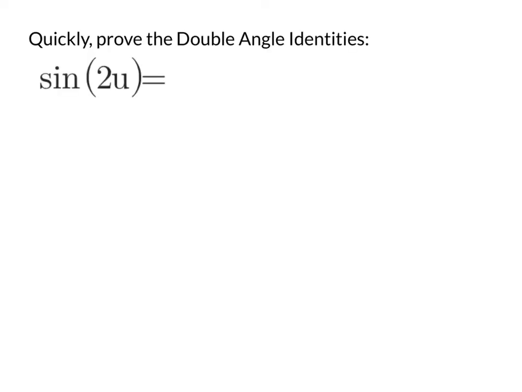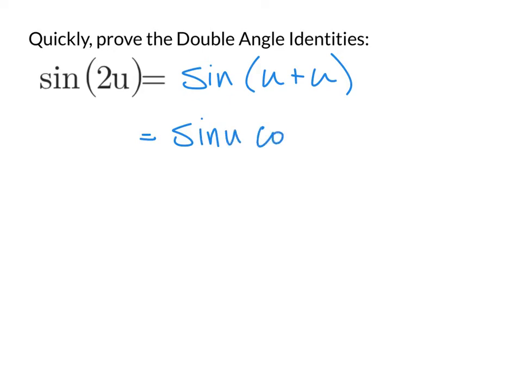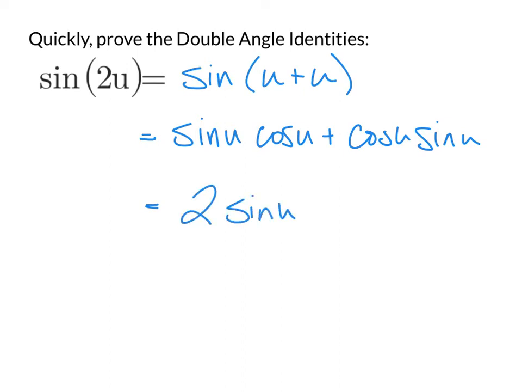Well, since we have the sum and difference identities for sine and cosine, we can quickly prove the double angle identities for them as well. Looking at the sine of 2u, that's the same as the sine of u plus u. Then we can use our sum identity for sine: sine of u plus u is going to be sine cosine plus cosine sine. And since both of those terms are the same, the sine of 2u is double the product of sine u and cosine u.